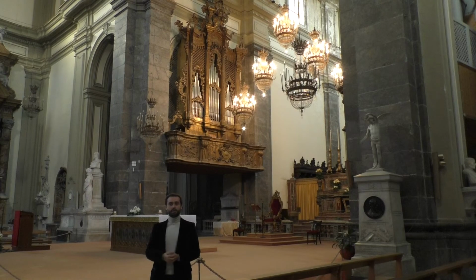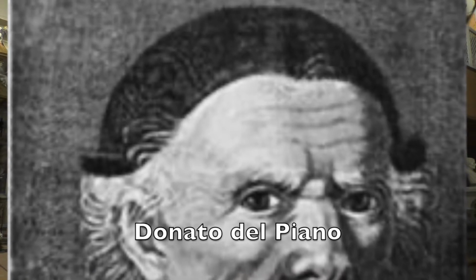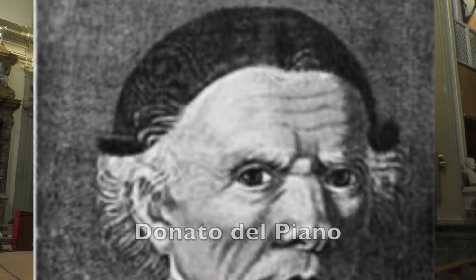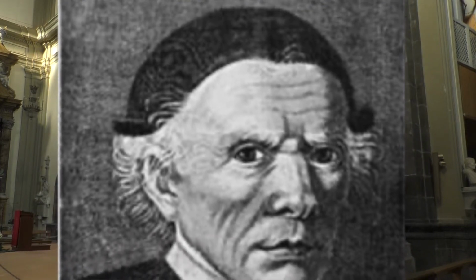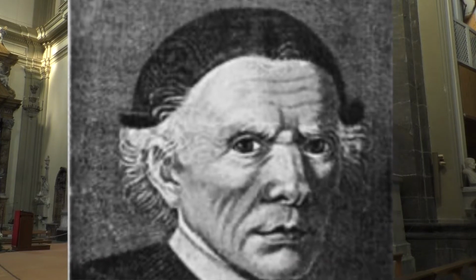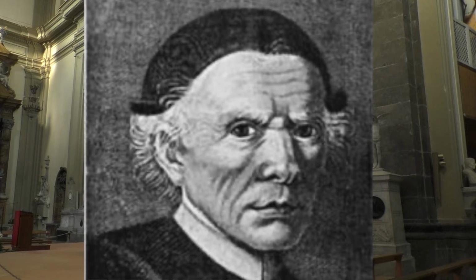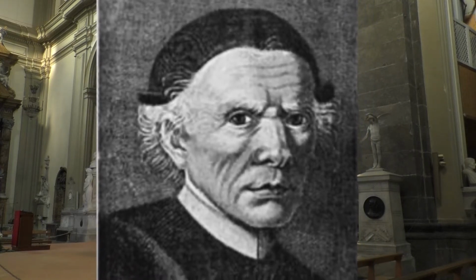The organ behind me was built by Donato del Piano. He was a Benedictine monk. He was born in 1704 in Grumonevano, near Naples. After he had learned the Napolitan music tendencies of his century, still very young he came to Sicily with his older brother Giuseppe in 1725. Their cooperation as organ builders lasted just few years.